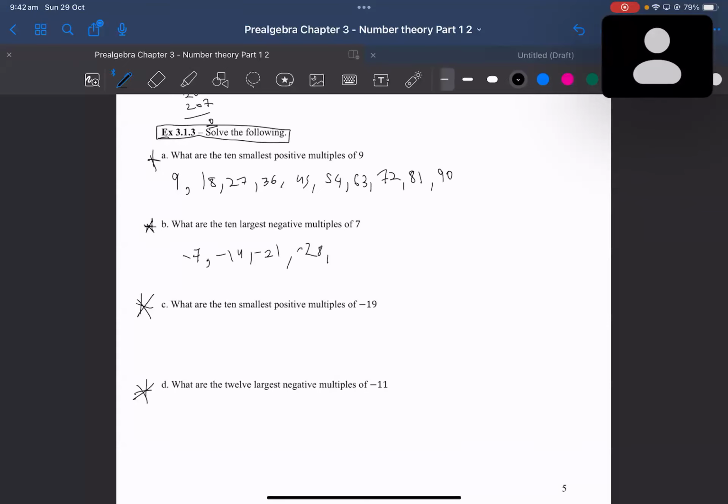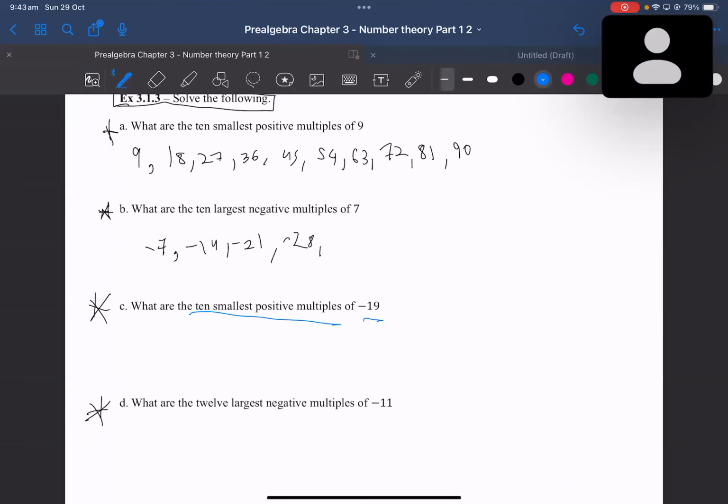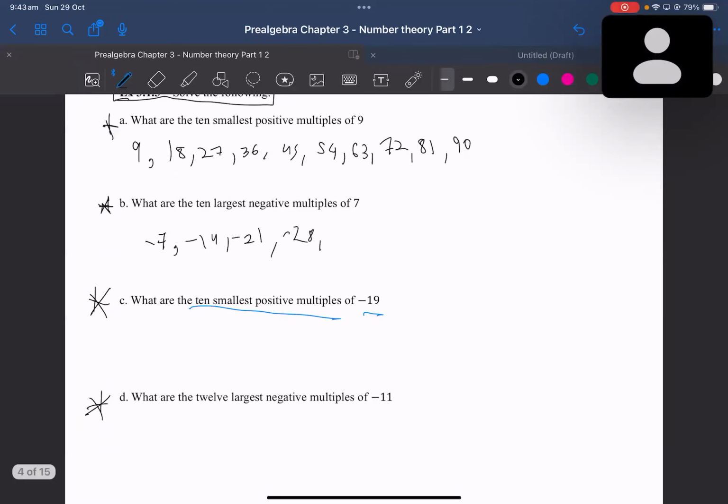So it is a bit tricky because the number's -19, but we're asking for the 10 smallest positive multiples. Right? So it starts at 19. Because 19 is -19 times -1, so it's a multiple. Does that make sense, Oliver? Yeah, good. So you want 19, then 38, and so on.